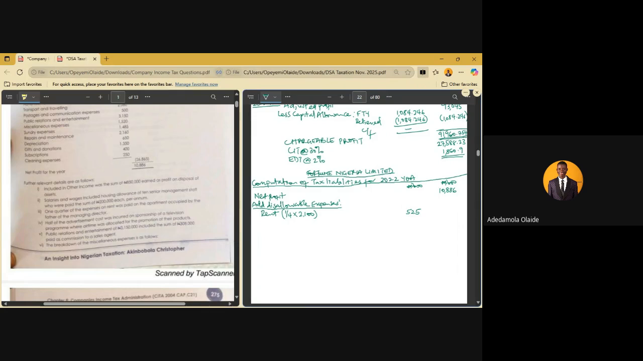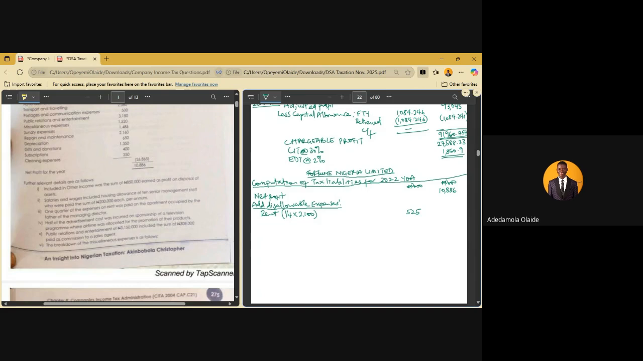They said half of the advertisement cost was incurred on sponsorship of a television program where airtime was allocated for the promotion of their product. That one is allowable, it is to promote their products. Public relation and entertainment of 3,150,000 included the sum of 308 paid as commission to a sales agent, also allowable.